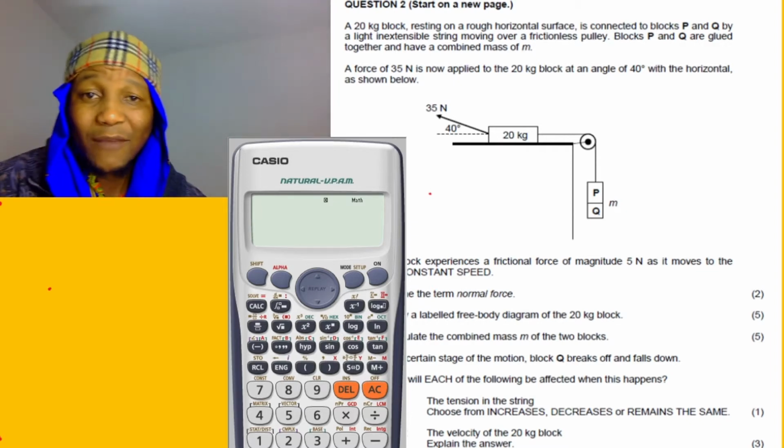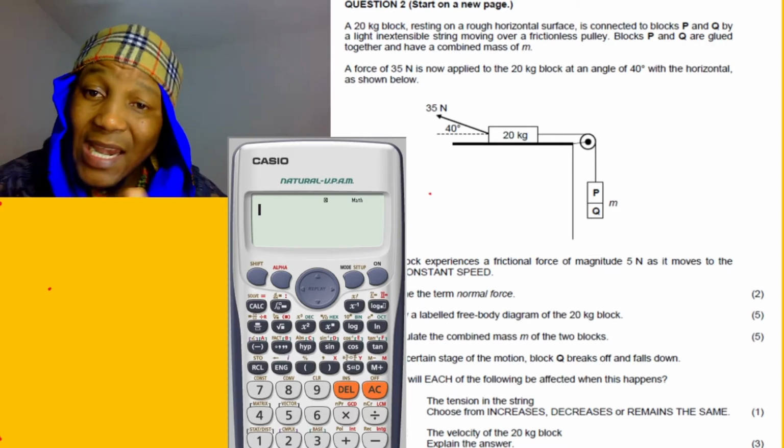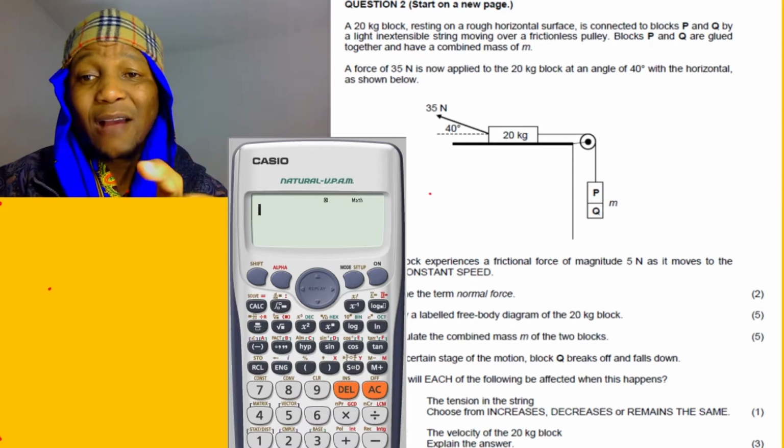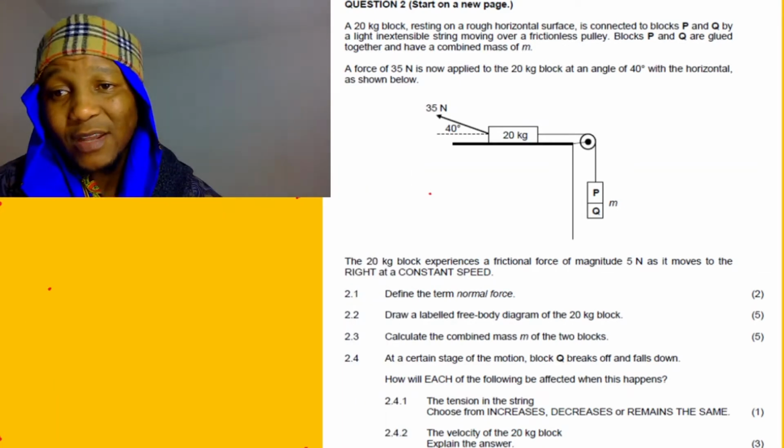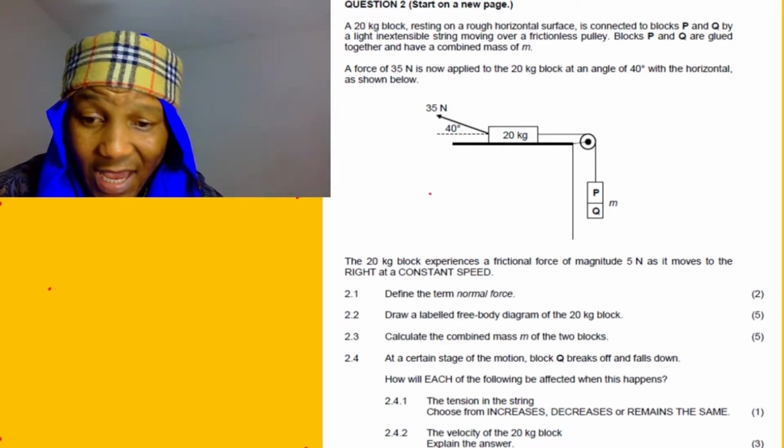Now look, we have a question right here, 20 kilogram. Let's move the calculator because we don't need it right now. Let's move it to the left a little bit. So we're going to move the calculator to the left and let's get started. This is the easy play.